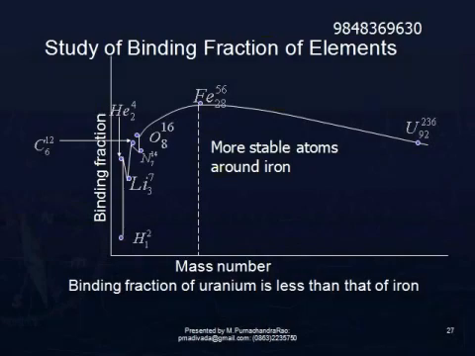For heavier elements than iron, as we go to higher and higher elements, we notice that the binding fraction decreases. So uranium, the heaviest natural element, has a lower binding fraction compared to iron. Uranium has less binding fraction, not binding energy. Binding energy is of course more, but the binding fraction of uranium is less than that of iron.